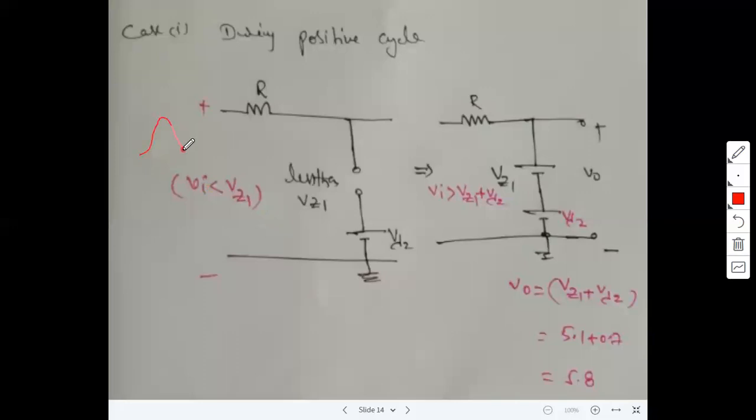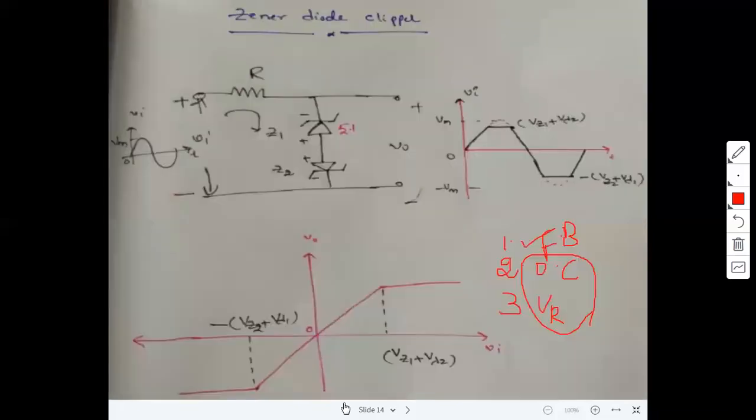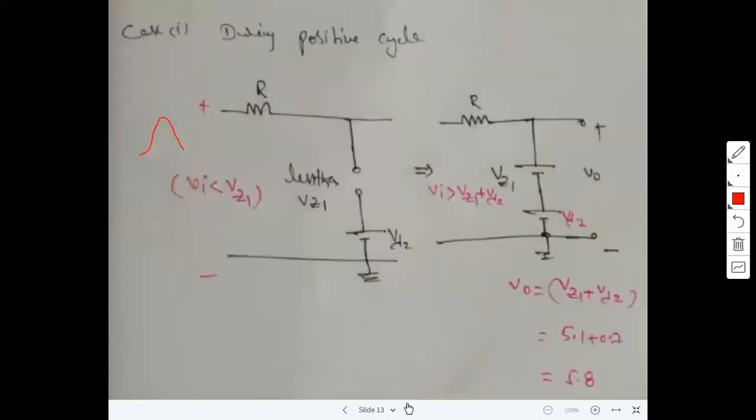During the positive cycle, when the input voltage is less than the breakdown voltage of the first one. Why? Because observe here, for the entire positive cycle, Zener diode 1, Z1, is in reverse bias and Z2 is in forward bias, right? Okay, Z2 is in forward bias. Come to Z1. Whether Z1 is in reverse bias, whether it is in breakdown or not, that is important, right?